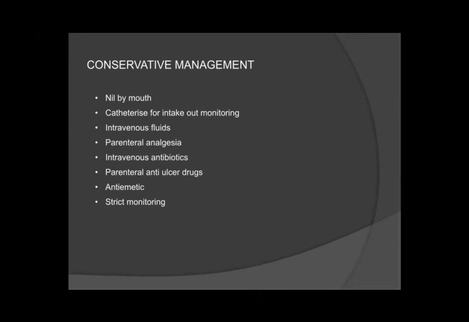Parenteral analgesia, IV parenteral, so you get analgesia दे देंगे. Intravenous antibiotics. Parenteral anti-ulcer drugs भी दे सकते हैं. Antiemetics and strict monitoring. ठीक है. कुछ patients में अगर आपके पास obstruction वाली picture है तो we can also pass an NG tube. ठीक है. Decompress the bowels before proceeding. It will be part of the conservative management.